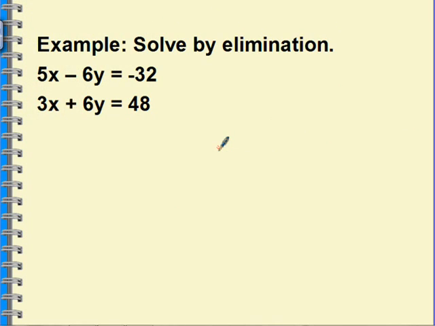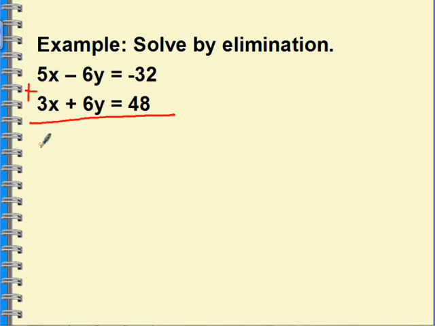Alright, let's look at this problem. It says solve by elimination. Let's look. It says 5x minus 6y equals negative 32, and then 3x plus 6y equals 48. Look at the y term. Do you see how this says negative 6y and this says positive 6y? That means we're ready to eliminate the y variable. I can do this by adding my two equations together.